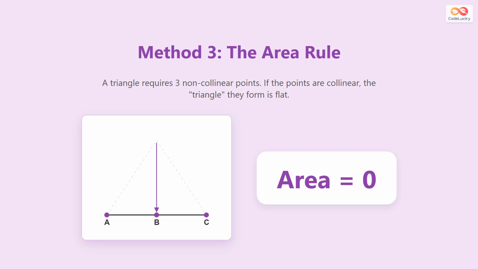The third method is using the area of a triangle. Since 3 points on a straight line cannot form a triangle, the area of the shape they form is effectively 0.